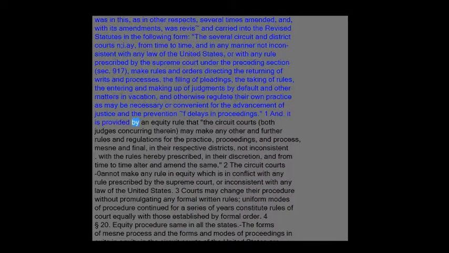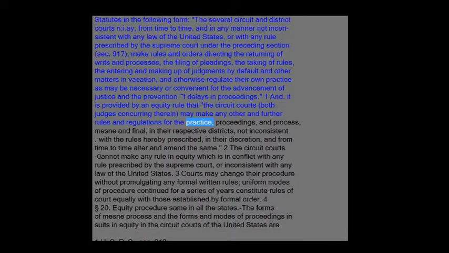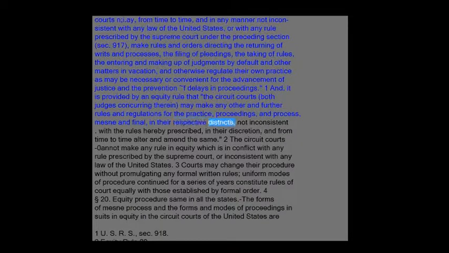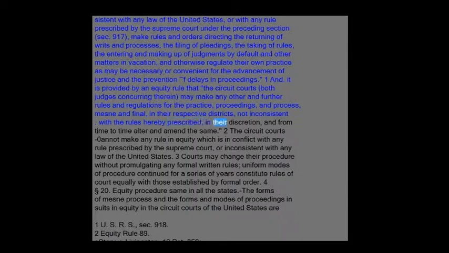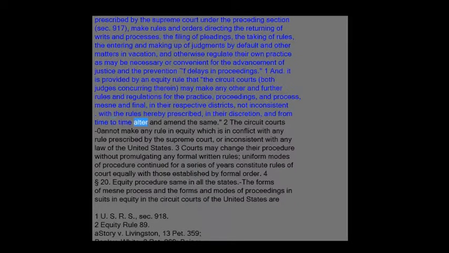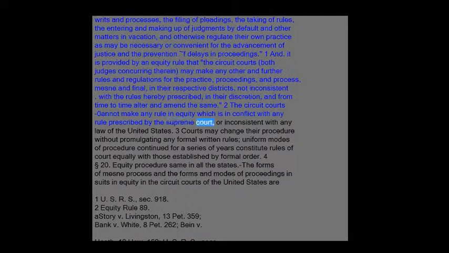And it is provided by an equity rule that the circuit courts, both judges concurring therein, may make any other and further rules and regulations for the practice, proceedings, and process, mesne and final, in their respective districts, not inconsistent with the rules hereby prescribed, in their discretion, and from time to time alter and amend the same. The circuit courts may not make any rule in equity which is in conflict with any rule prescribed by the Supreme Court, or inconsistent with any law of the United States.